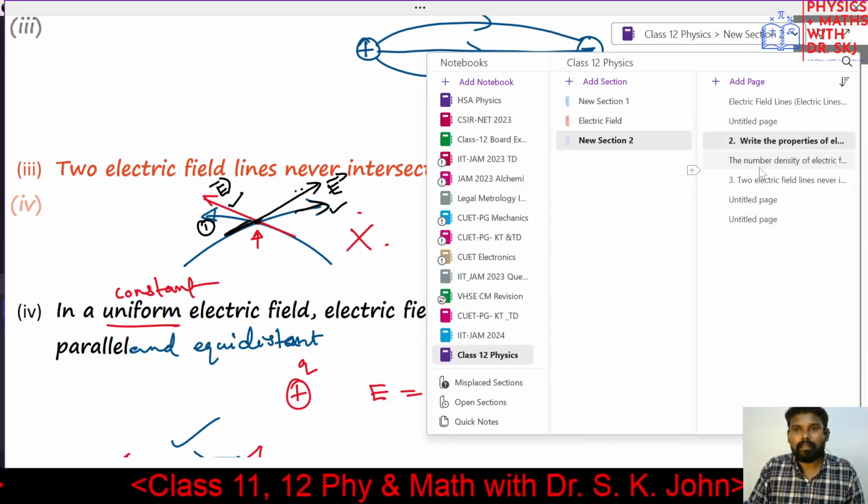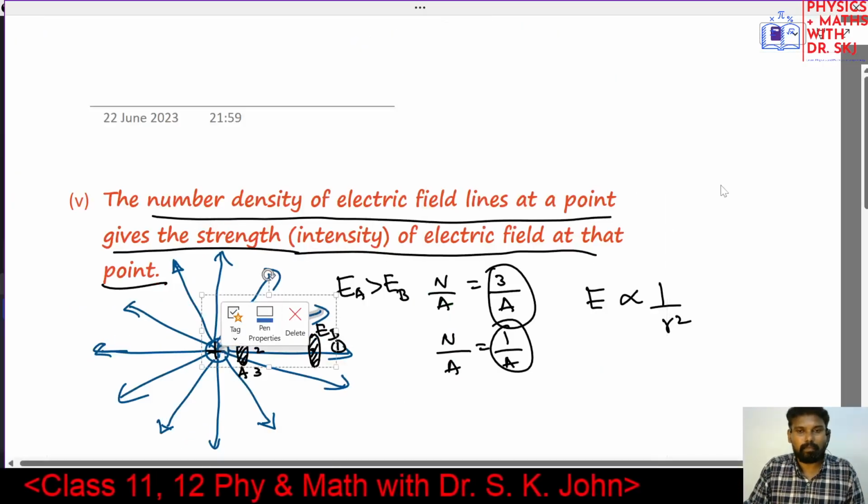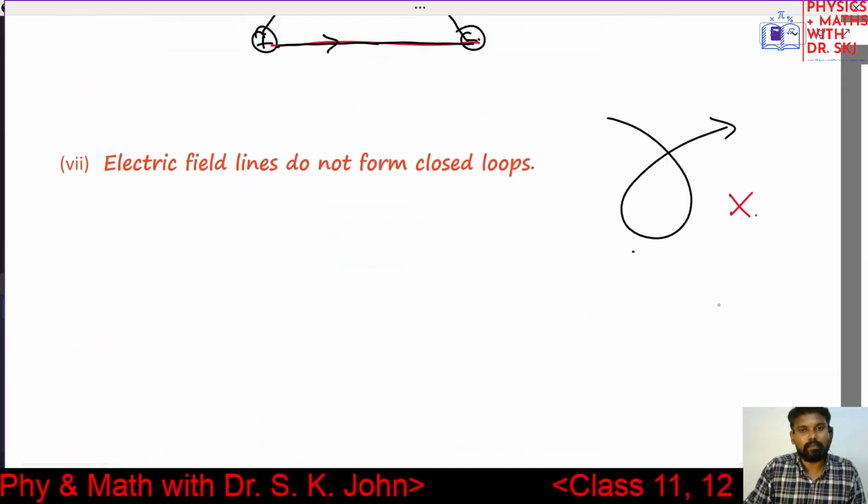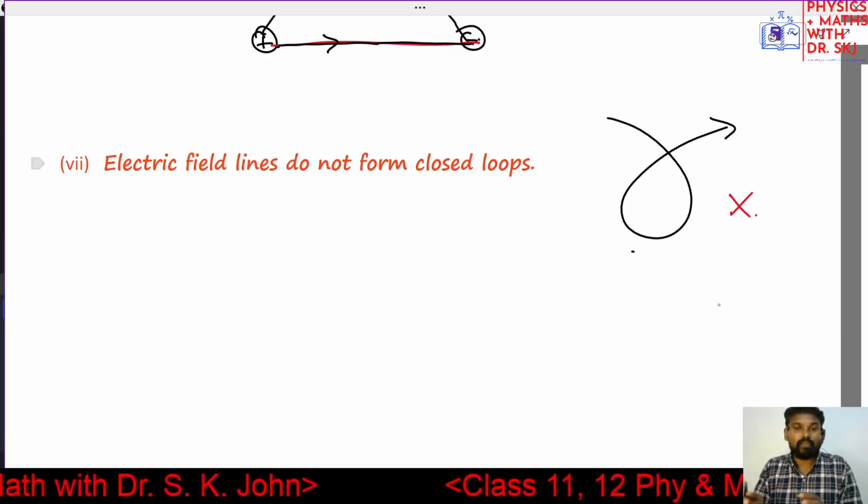Now I will come to the last property, the explanation of the last property. Why do electric field lines not form closed loops?